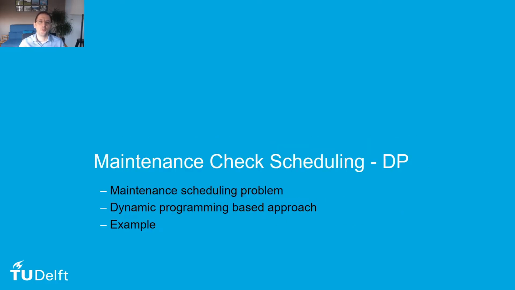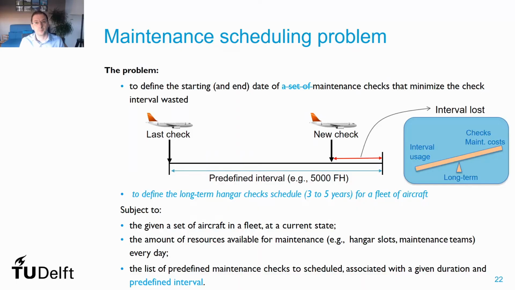In particular, we're going to see how we can use a dynamic programming approach to solve the aircraft maintenance check scheduling problem, considering the long-term planning and having the flexibility to include all the operational constraints that we have discussed in the previous video. But let's recall what the maintenance check scheduling problem is about.